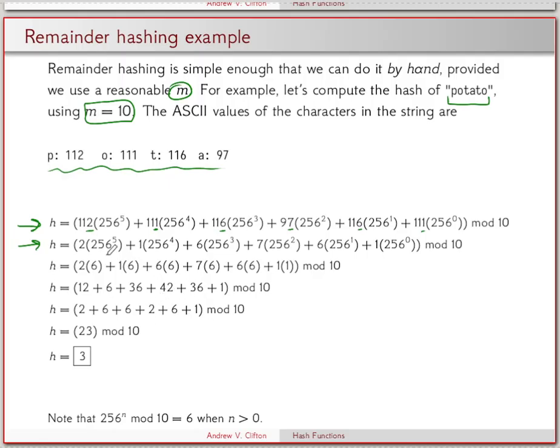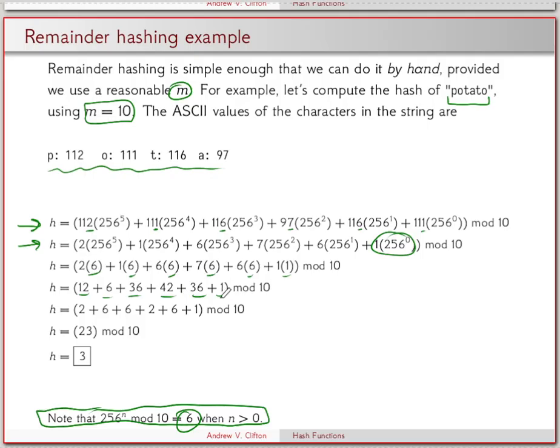Then I'm going to do the mod 10 on 256. Now there's a useful property that powers of 256, as long as your power is greater than 0, will always end in a 6. So that means there'll always be 6 mod 10. So all of these powers of 256 just become 6s, except for 256 to the 0, which is 1. So then we just multiply those, right? 2 times 6 is 12, 1 times 6 is 6, and so on across like that.